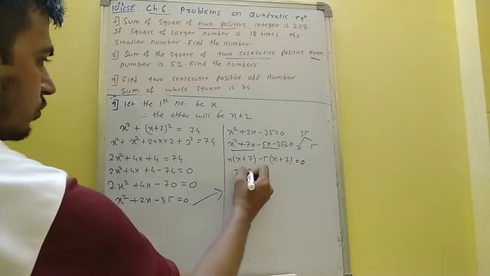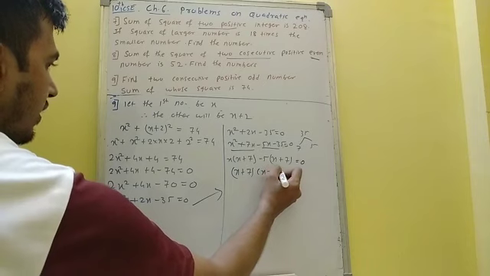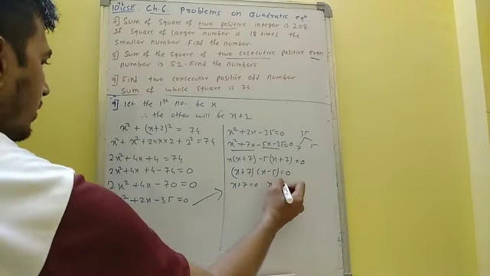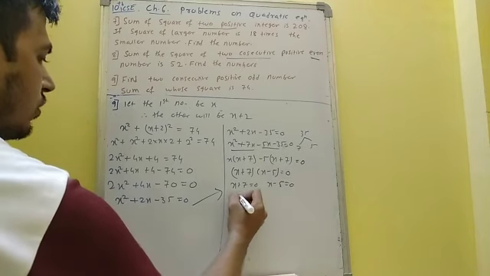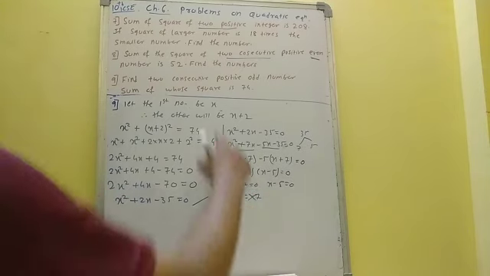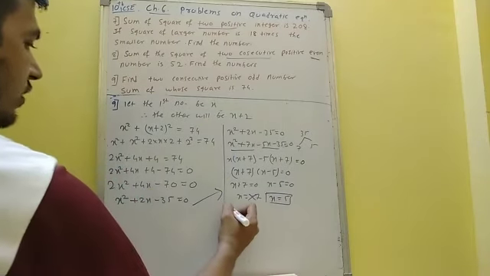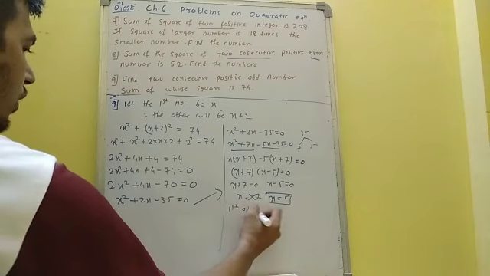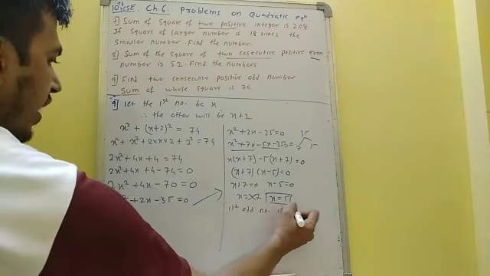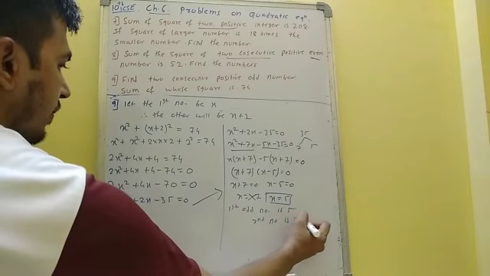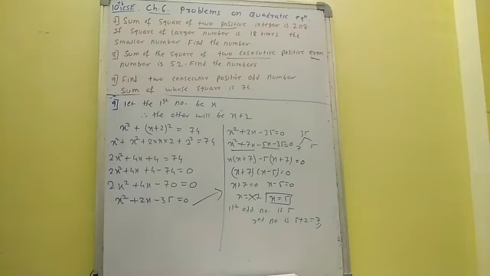So I have x plus 7 and x minus 5 is equal to 0. X plus 7 is equal to 0, x minus 5 is equal to 0. X is equal to minus 7, but it is a positive integer, so minus we will not take. So x is equal to 5. Therefore, the first odd number is 5 and the second number is 5 plus 2, that is 7. Okay. So with this we finish the 9 sums of the word problems.